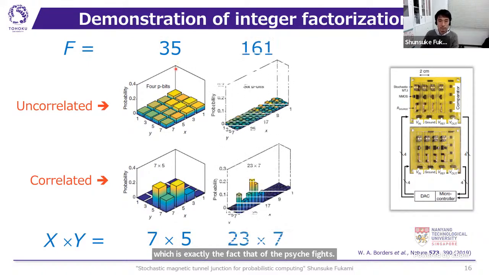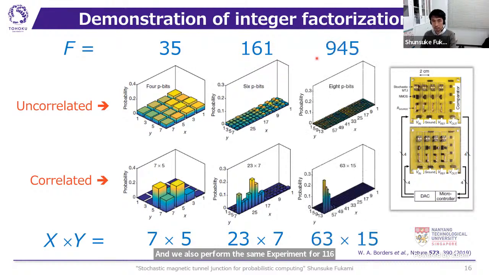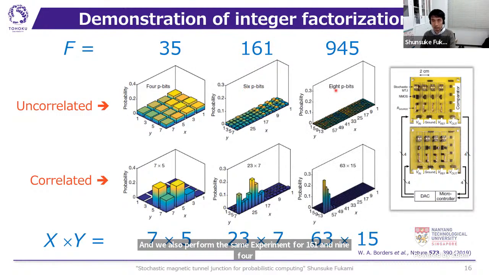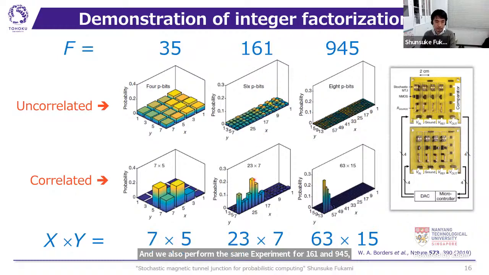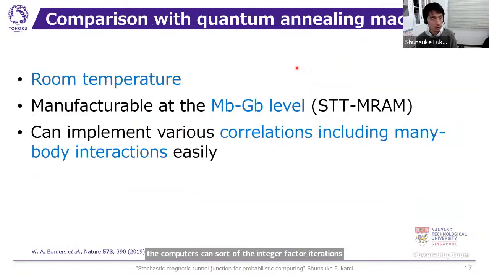And we also performed the same experiment for 161 and 945 using 6 and 8 p-bits, and we observed a higher peak at the correct answers of the integer factorizations. So these results mean that our rudimentary probabilistic computers can solve the integer factorizations using the algorithm of the optimization problems.